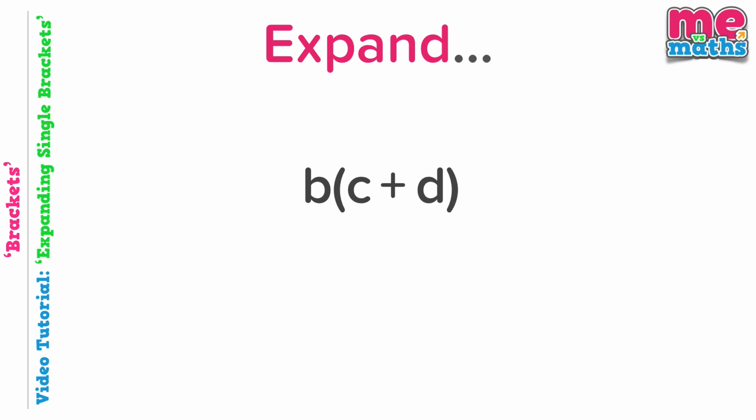Another example, this may look a little different as we have a letter outside the bracket too, but actually we're going to be doing exactly the same things. Start with positive b times positive c. There's not a lot we can do with that, it just makes bc. Next, positive b multiplied by positive d, which is positive bd, and because that's not the first part of our expression, we do write plus bd.